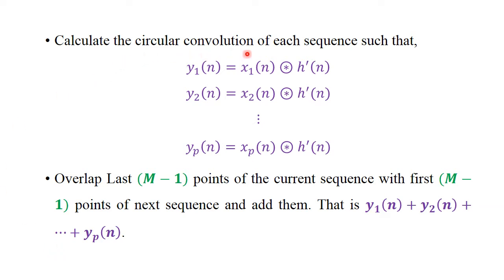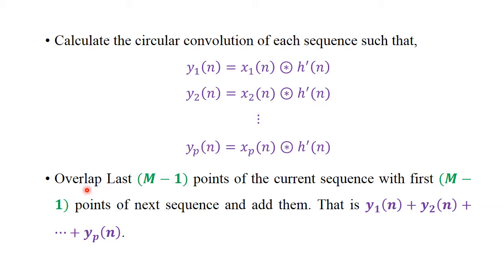Calculate the circular convolution of each sequence. We have created several sequences x1 of n, x2 of n up to xp of n. For each of these sequences, we need to calculate the circular convolution. So y1 of n is equal to x1 of n circularly convolved with h dash of n. Similarly, we perform this for y2 up to yp.